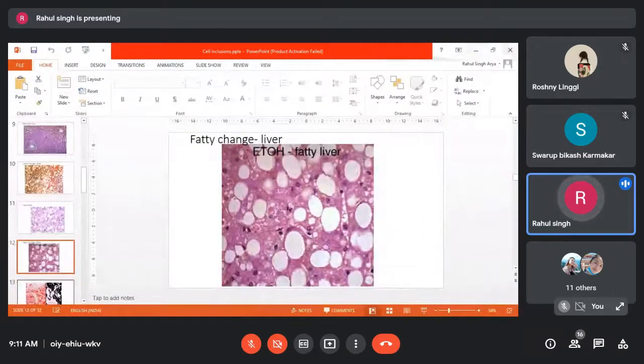This is even more clear. This is fatty change in a human being because of alcohol abuse. Alcohol abuse led to fatty change in the liver. You see large vacuoles here, large vacuole and nucleus pushed to the periphery. Large vacuole, nucleus pushed to the periphery.